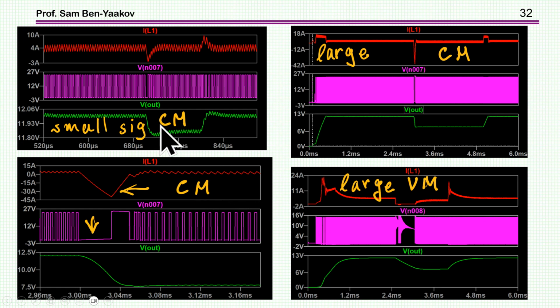And now I'm comparing the two, the current mode with the voltage mode. So this is the current mode, a small signal. You see the behavior here. And here is the current mode, large signal. This is also the large signal. And this is the large signal zoomed into this point.